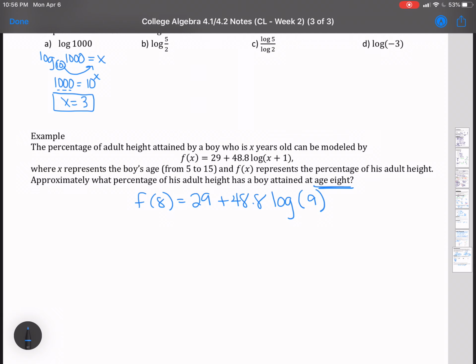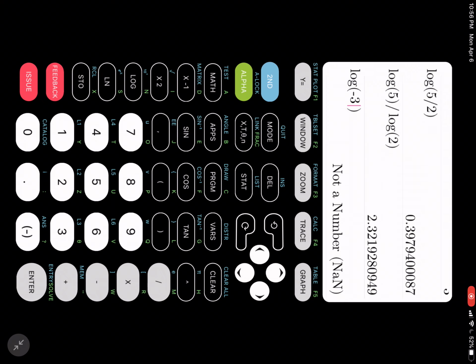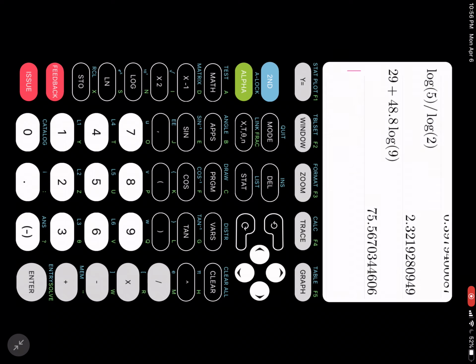And then it's just a matter of plugging it into the calculator. So I'm going to jump back to that other screen. So we have 29 plus 48.8 log of 9. So our solution would be 75.6%. Let's go ahead and round that to the nearest whole, and we get 76%.